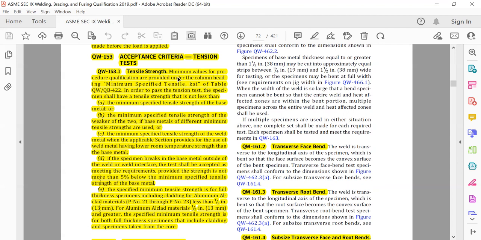So tensile strength, minimum values, procedure qualification provided under the column heading minimum specified tensile KSI, table QW-422. In order to pass the tension test, the specimen shall have tensile strength that is not less than the minimum specified tensile strength of the base metal, or the minimum specified tensile strength of the weaker of the two base metals if different minimum tensile strengths are used, or the minimum specified tensile strength of the weld metal, when the applicable section provides for the use of weld metal having lower room temperature strength than the base metal.